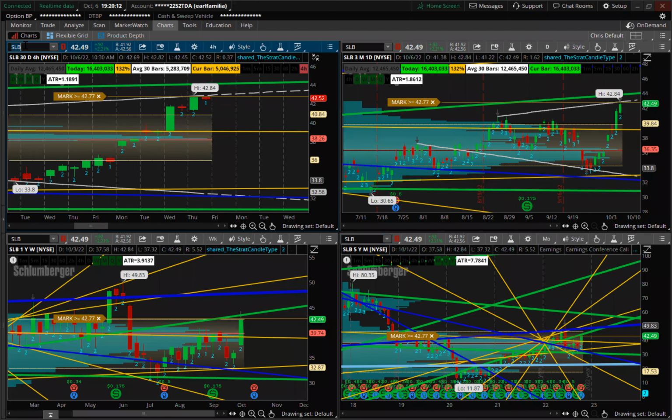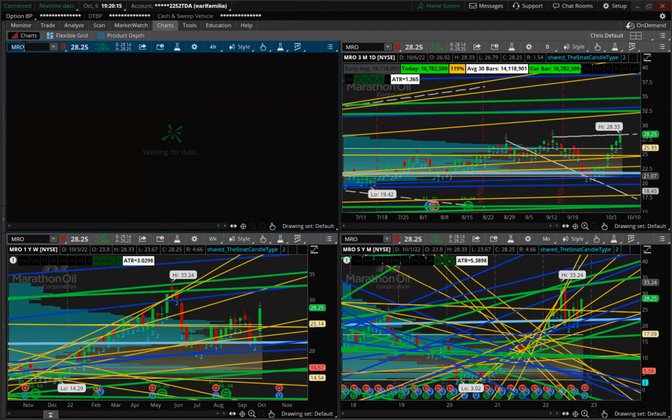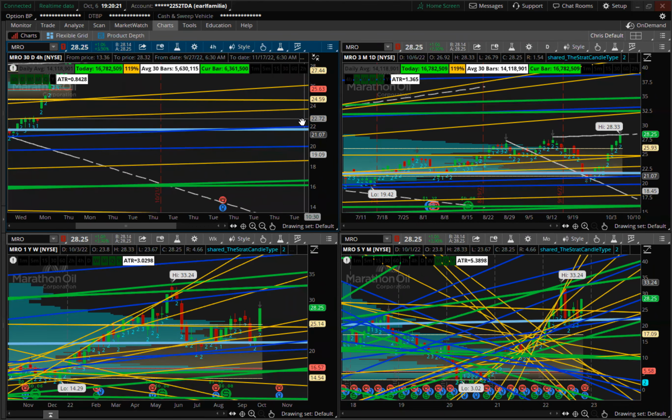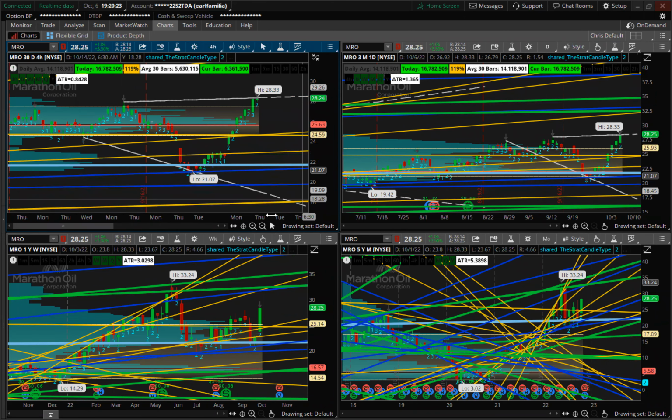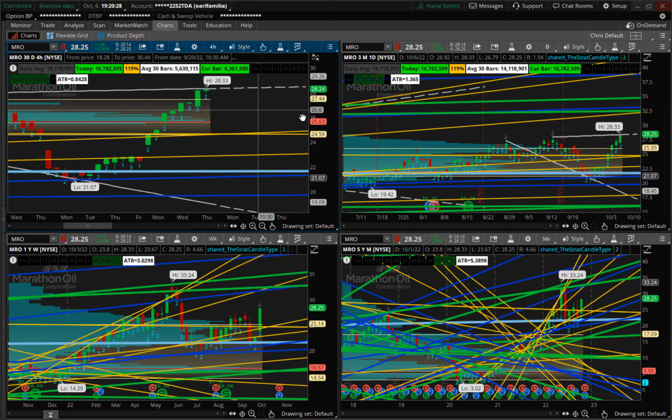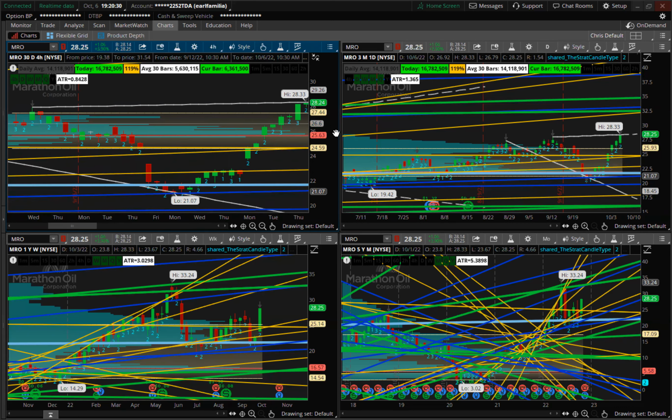Now we didn't look at MRO yet. This we're going to take a look at right now. MRO was one that I saw at the end of the day today that made me go, ooh. I did actually take a position on MRO, so I'm in MRO as well. There is no entry though, and I think that's why I took a position.